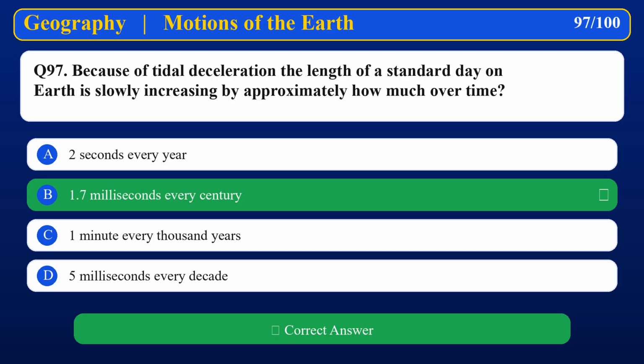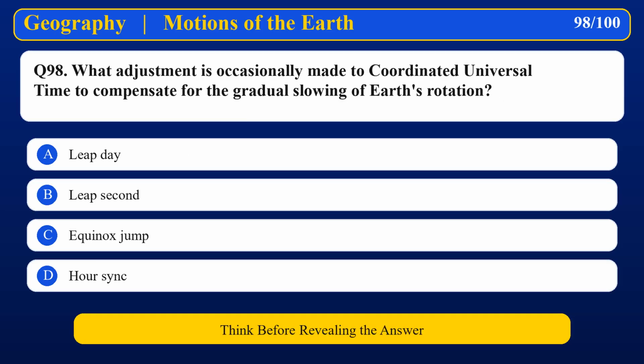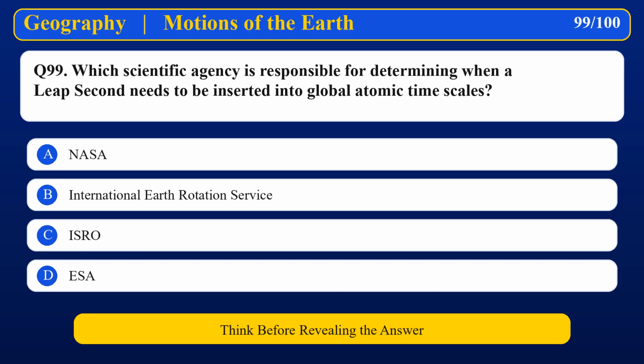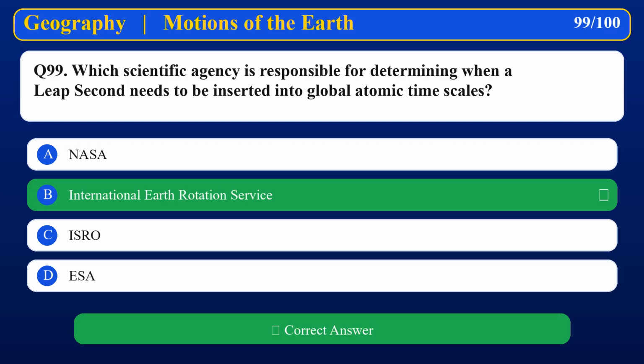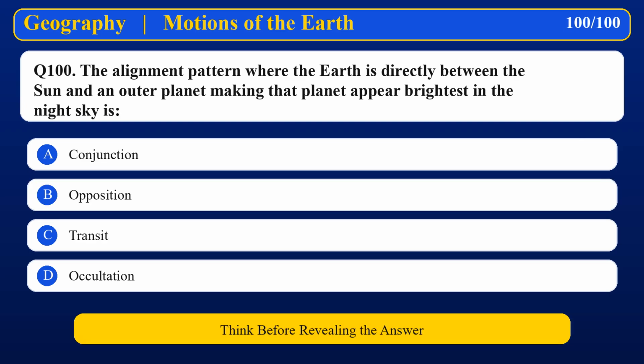1.7 milliseconds every century. What adjustment is occasionally made to coordinated universal time to compensate for the gradual slowing of Earth's rotation? Leap second. Which scientific agency is responsible for determining when a leap second needs to be inserted into global atomic time scales? The International Earth Rotation Service. The alignment pattern where the Earth is directly between the Sun and an outer planet, making that planet appear brightest in the night sky, is opposition.